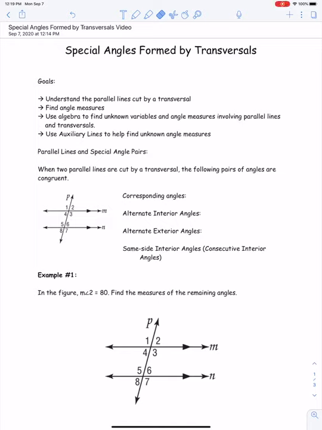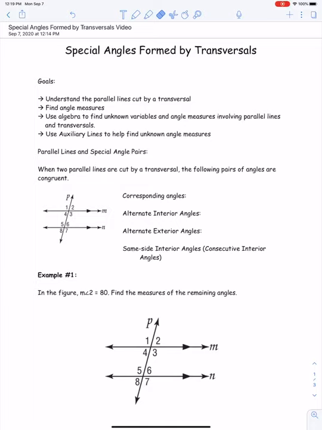Good day, all. So today we're going to talk about special angles formed by transversals. Now, our goal of today's video is to get you to understand the parallel lines cut by transversals, the angles that they form, and then to be able to find angle measures using those special angles. We're also going to tie this into algebra to find unknown variables and angle measures involving those parallel lines and the special angles that transversals cause.